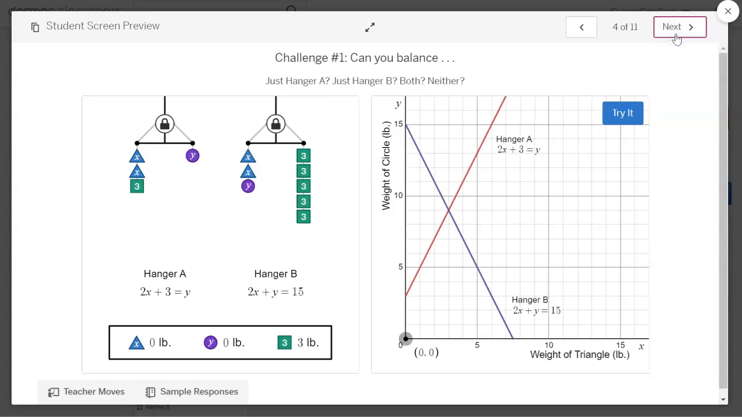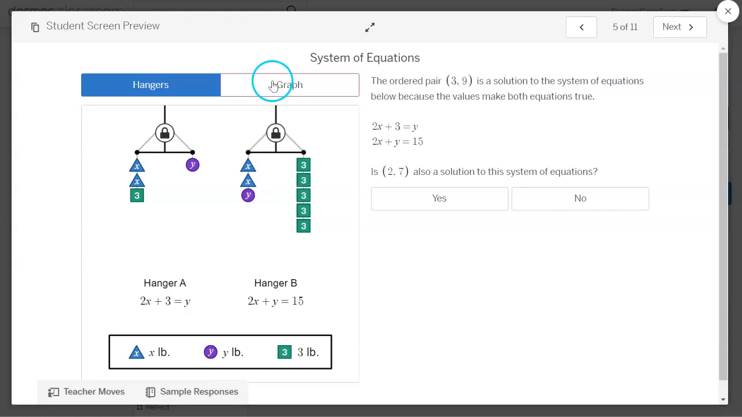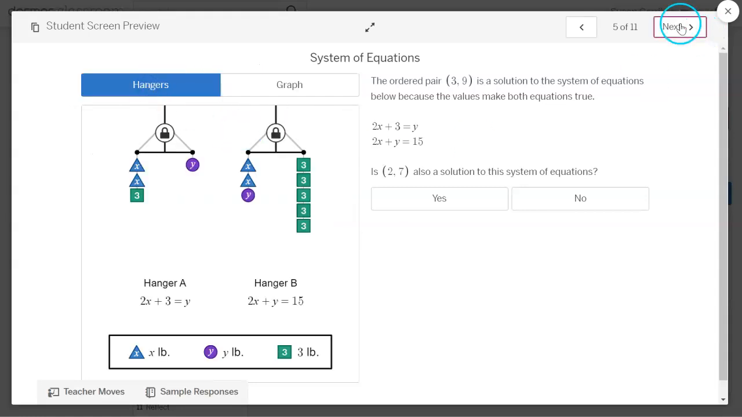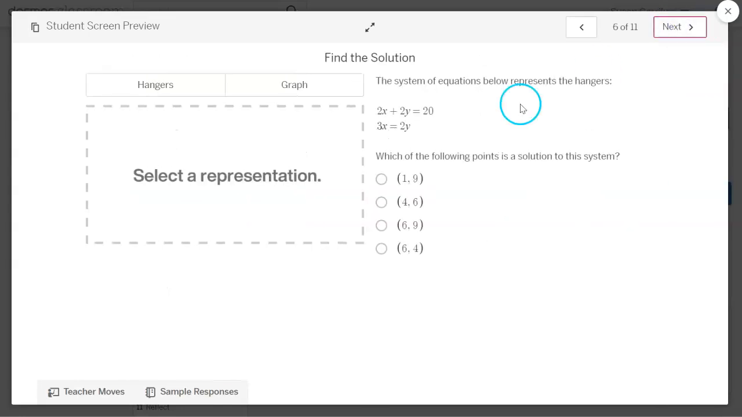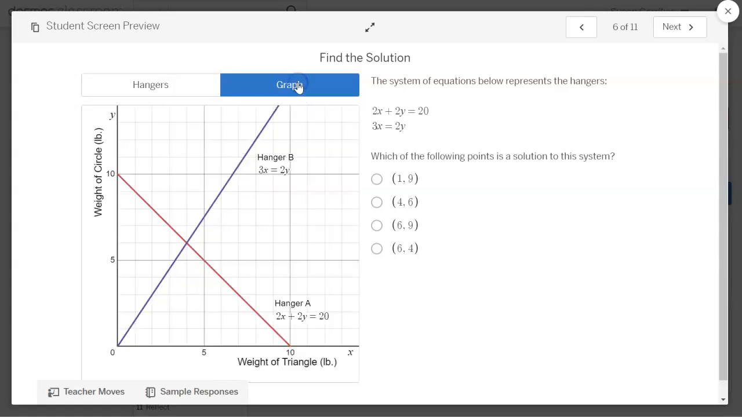They're going to go ahead and do 2 different balances. So now we're doing a system of equations. They've actually given you the graphs this time, and then you're marking the system's solution. And then this one you've got hangers and you have a graph, so they can use both representations to talk about the solution to the system. Same thing here on 6, hangers and graph.